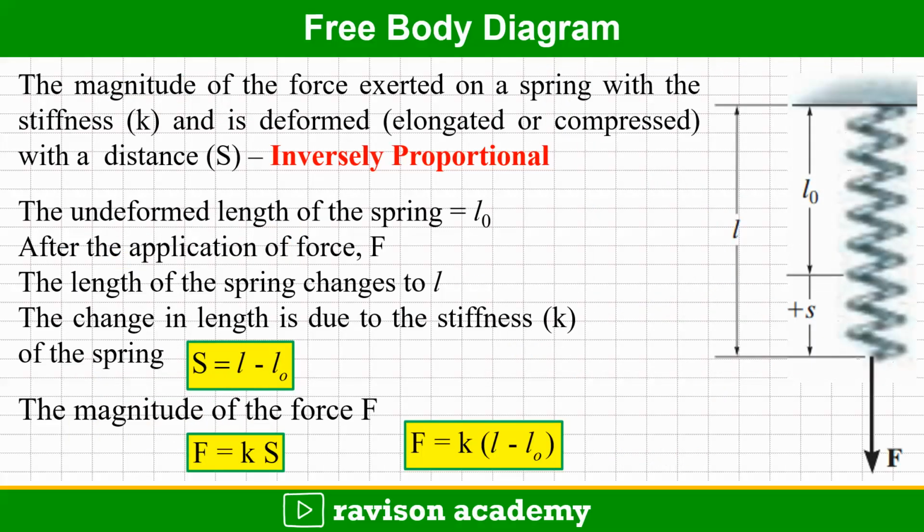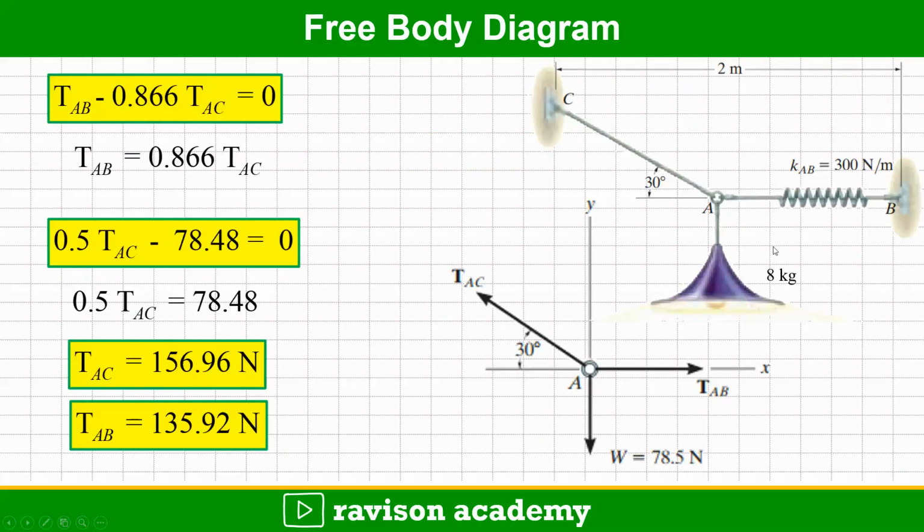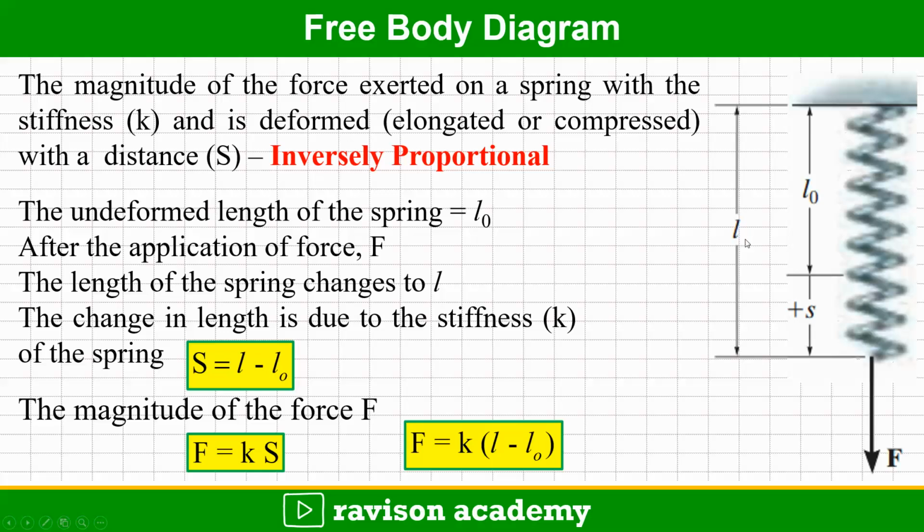Now coming to the spring, we want to calculate how much deformation has happened when the load is applied. Here the spring has the force F acting in the vertical direction. The initial length of the spring is taken as L0. After the application of force, the length of the spring changes to L. There will be an increase in the length of the spring if a tensile load is applied. If there is a compressive load, there will be a negative change in length.